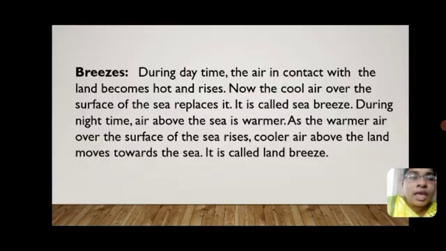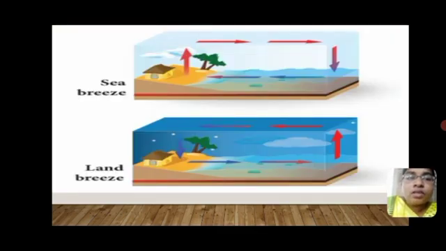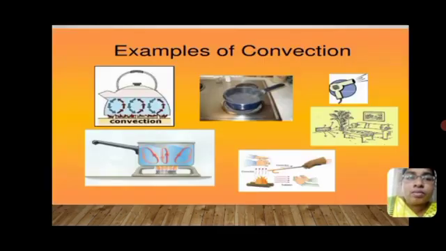Breeze. During daytime, the air in contact with the land becomes hot and rises. Now, the cool air over the surface of the sea replaces it. It is called sea breeze. During nighttime, air above the sea is warmer. As the warmer air over the surface of the sea rises, cooler air above the land moves towards the sea. It is called land breeze. Sea breeze and land breeze are examples of convection.